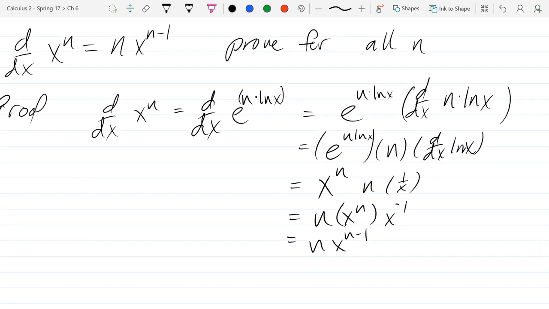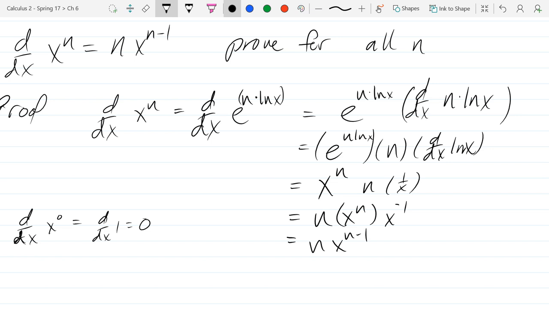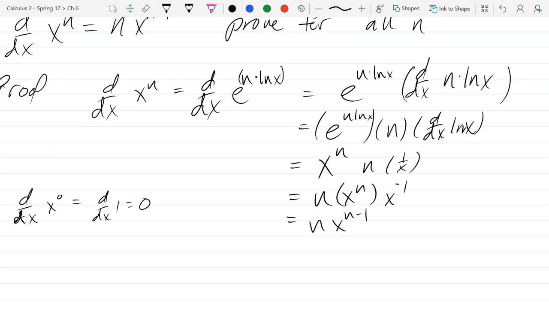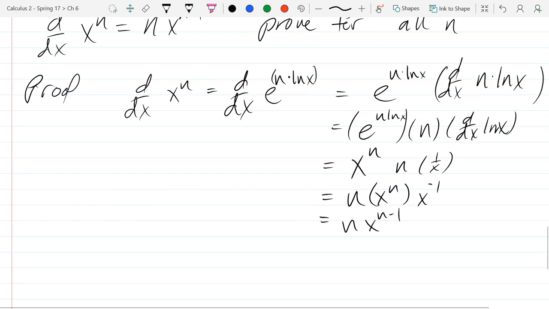So I did not assume anything about the value of n. Didn't have to be anything in particular. It's kind of boring if n is 0. What's the derivative of x to the 0 power? Almost. It's the derivative of 1, which is 0. So it even works when n is 0. So we just proved the power rule that you've been using for a while, but now you can be sure that it is true.